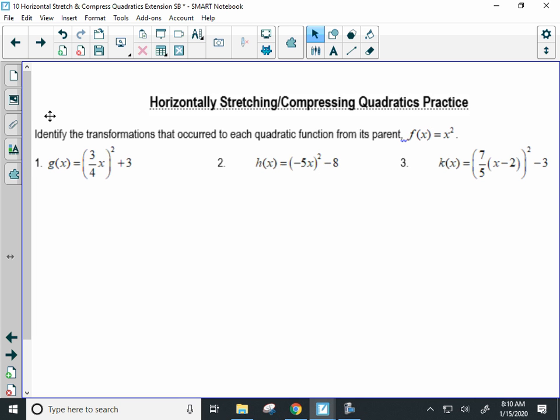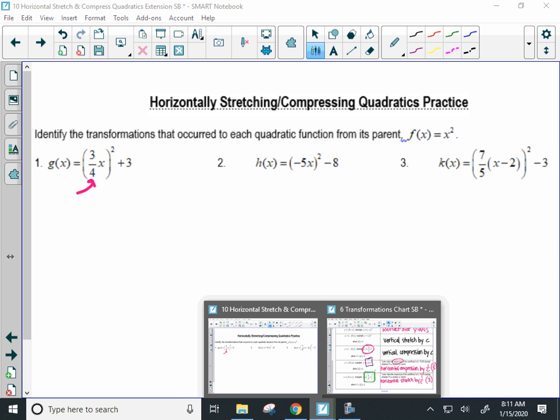Right, the first video here is for problems 1, 2, and 3 on your practice for the extension. So you're just going to identify the transformations that have occurred to the parent function. All right, so the first thing I have is a 3/4 inside the parenthesis. Remember, you always work left to right. So here, that 3/4 is the first thing I see.